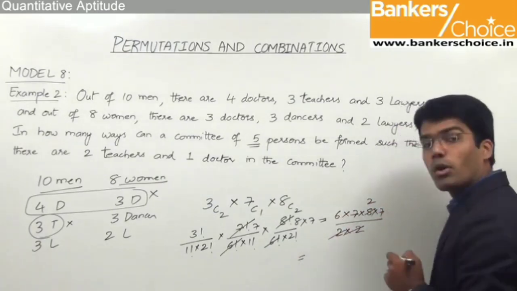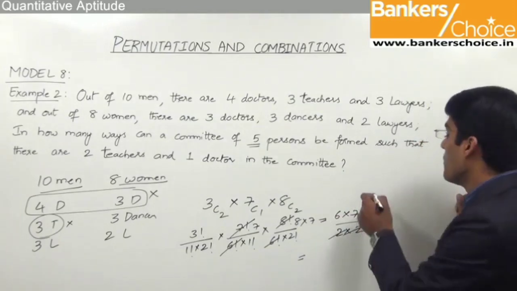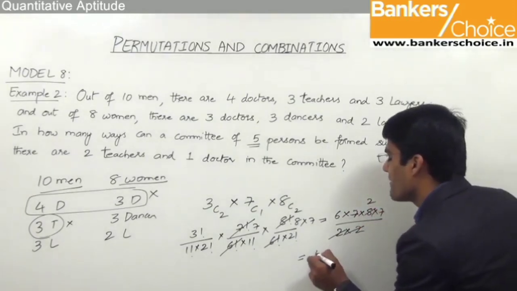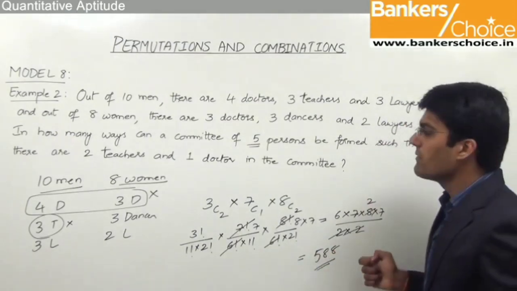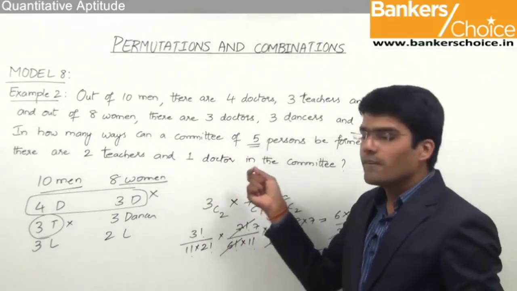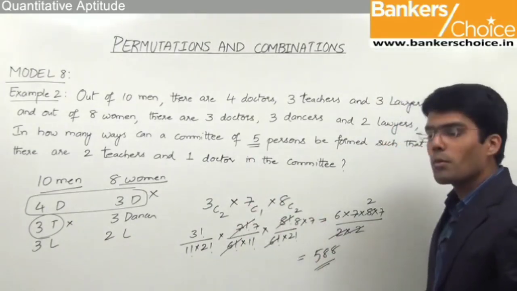6 into 7 is 42. 42 into 2 is 84. 84 into 7 can be taken as 588. So we can say there are 588 possible committees which can be formed such that there are 2 teachers and 1 doctor. So this is how we can simplify these types of calculations and get the required answer.